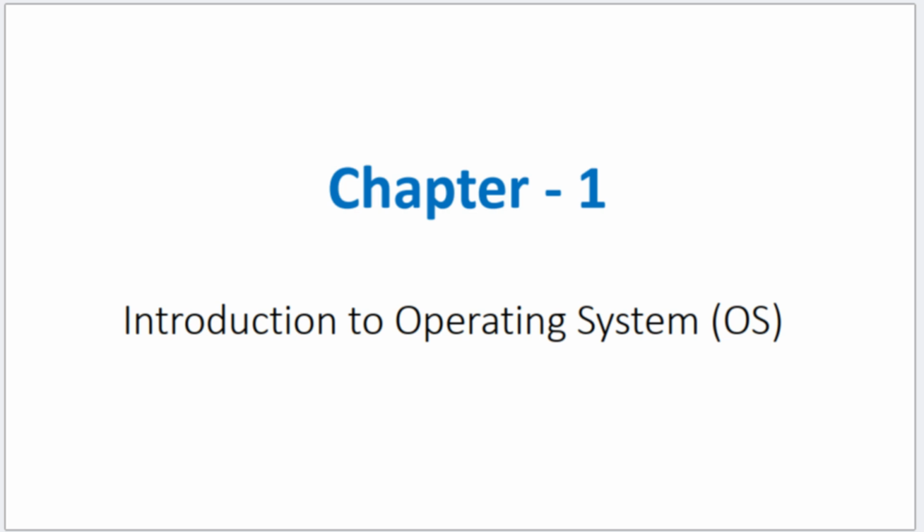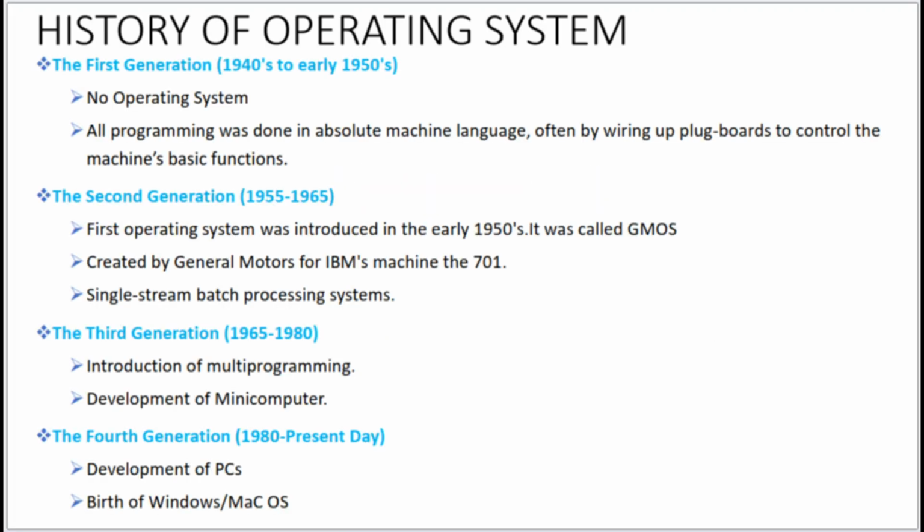Operating System, OS, Chapter 1. History of Operating System. The first generation, 1940s to early 1950s: no operating system.